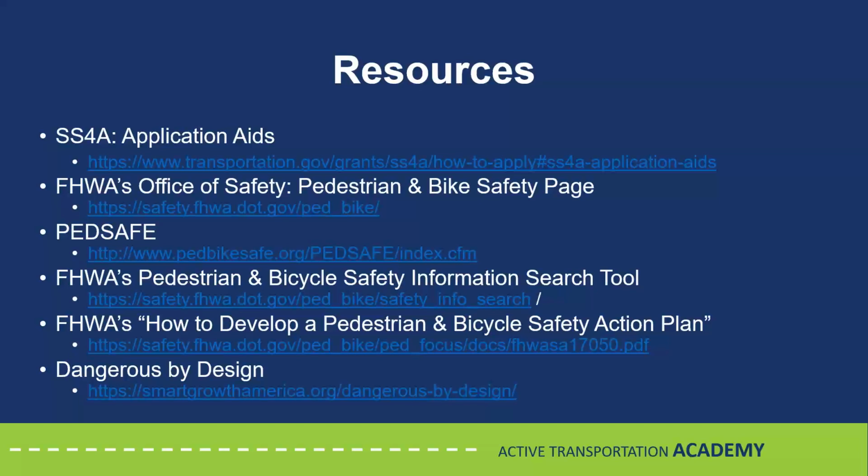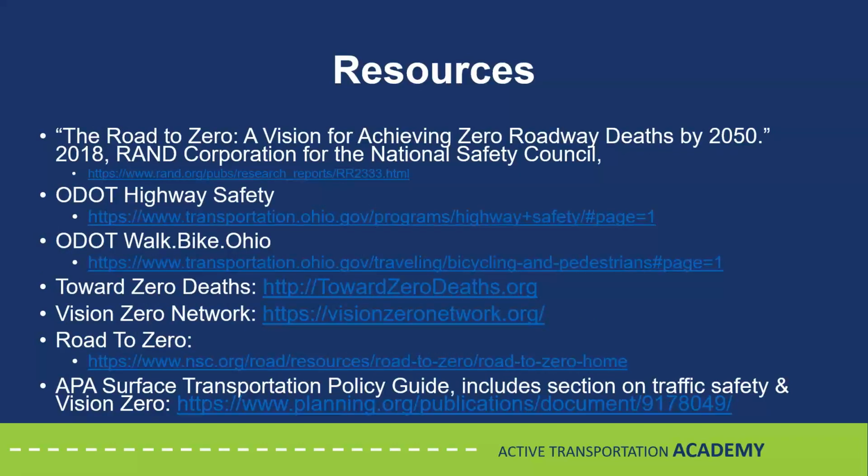Along with those resources, there are other resources listed here, including the Road to Zero, a vision for achieving zero roadway deaths by 2050 from the RAND Corporation for the National Safety Council, ODOT Highway Safety, the ODOT Walk Bike Ohio report and associated resources, the Towards Zero Deaths and Vision Zero networks that we talked about before, and the American Planning Association Surface Transportation Policy Guide, which includes sections on traffic safety and Vision Zero.